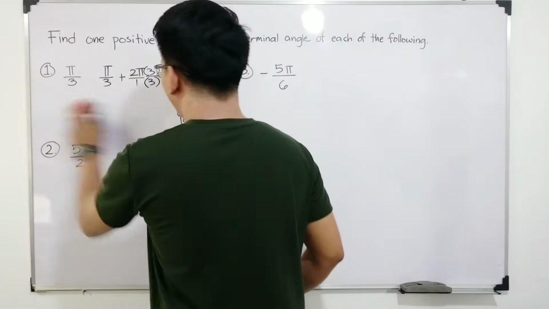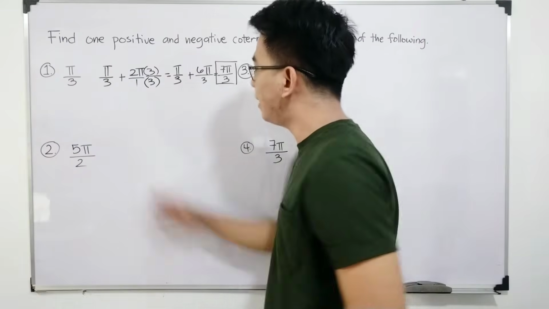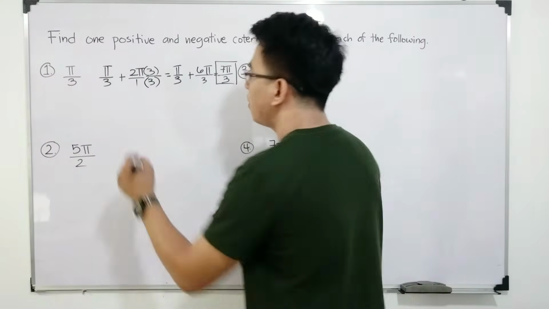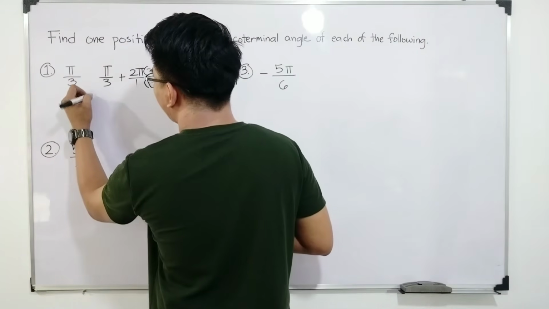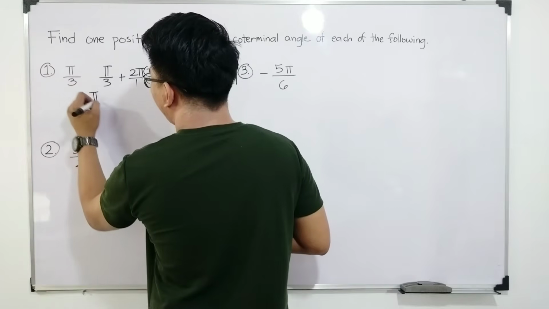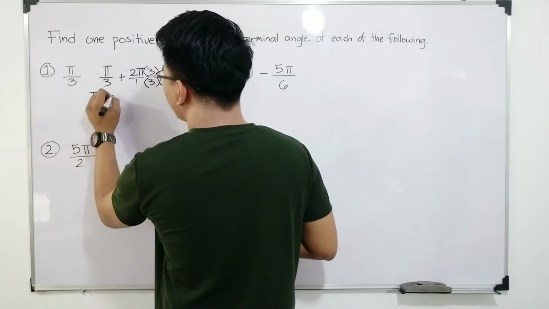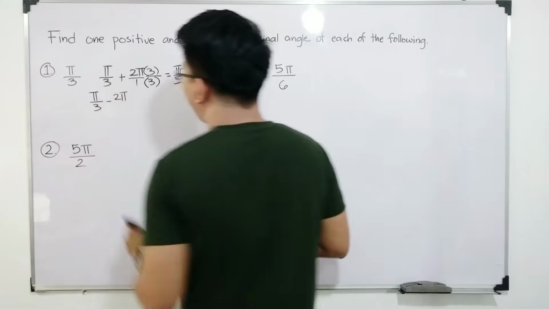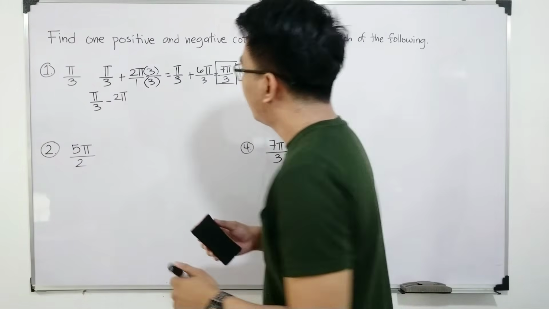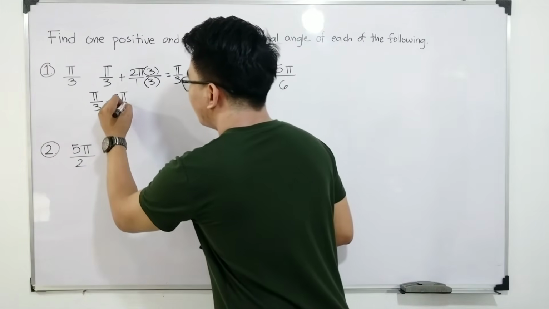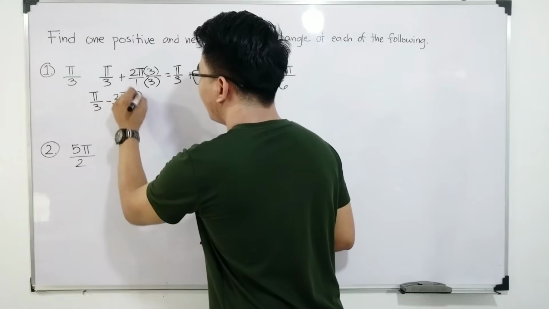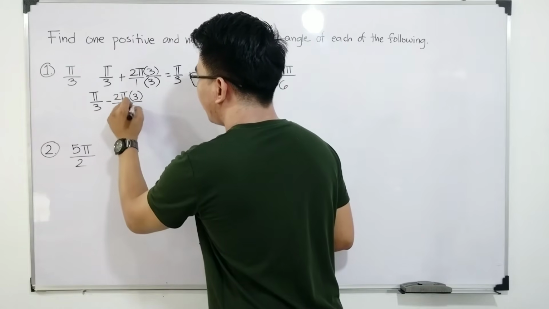Now, let's have the second coterminal angle. Nag-add tayo ng 2 pi. So, yung next part natin, we will subtract 2 pi. We have pi over 3 minus 2 pi. Pero alam naman natin, kasi tuloy na natin to. So, mag-multiply tayo ng 3. And then this one is over 3 then.